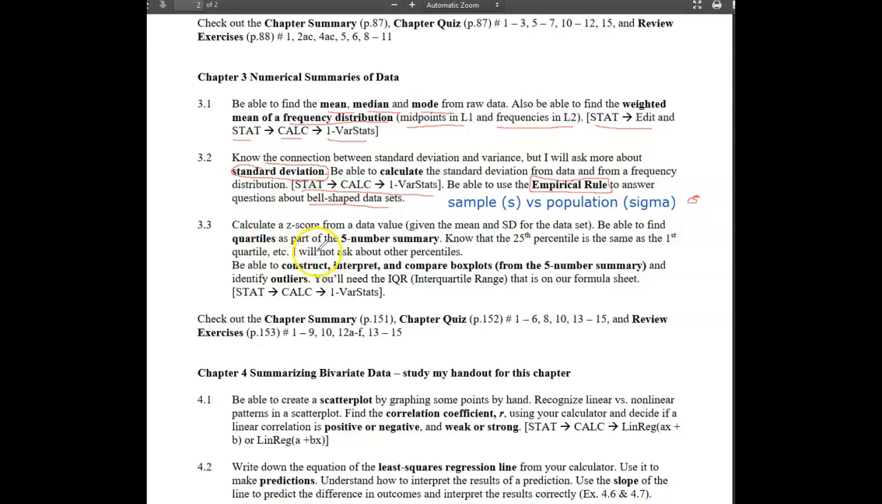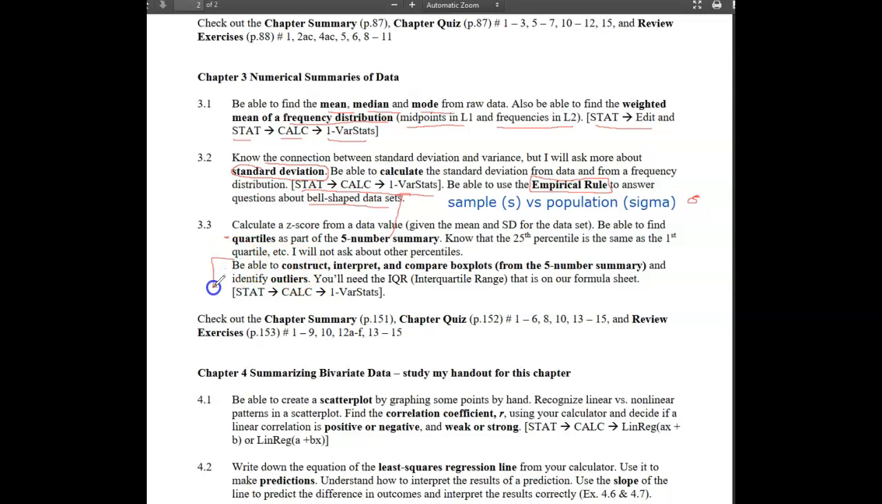And then 3.3, measures of position. We had quartiles, which, guess what? Again, 1-Var Stats is where this 5-number summary came from. And for percentiles, just know that the first quartile is the 25th percentile, so 25%, 50%, 75% for the 3 quartiles. And I don't ask about other percentiles.